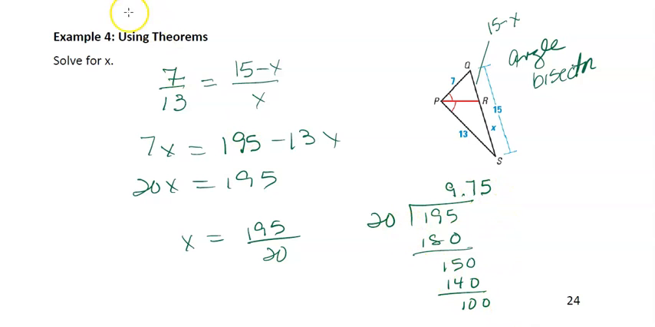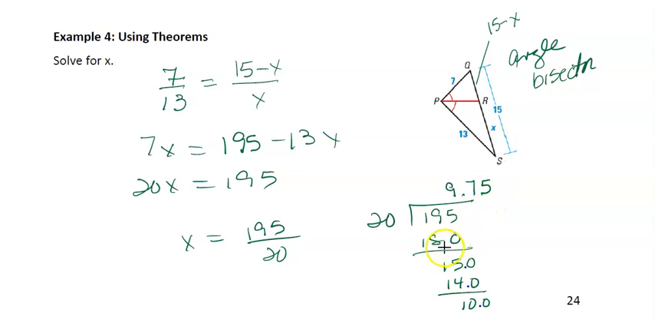So I should put a little dot, and I'm going to instruct you to do the same thing right here, and here, and here is a decimal. Okay? So I'm getting 9.75. That's how many times 20 goes into 195. So my answer is that this x over here should have been 9.75.